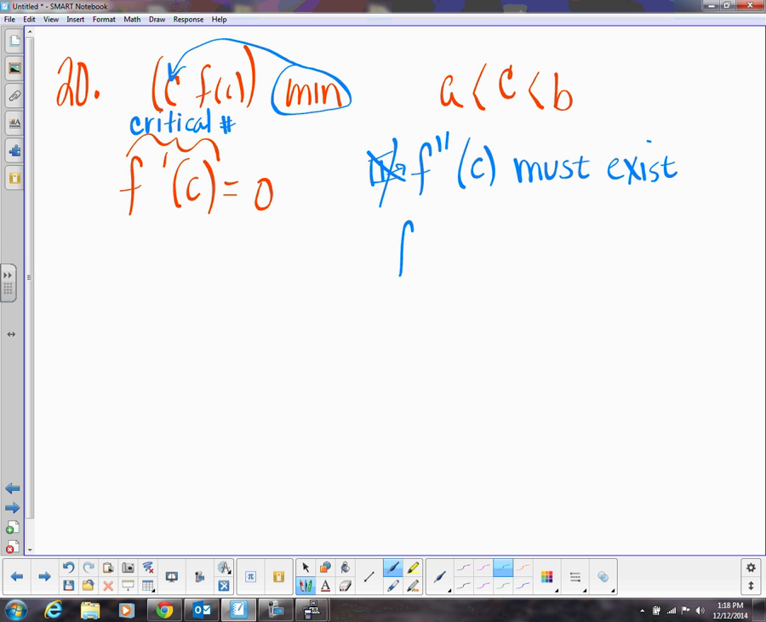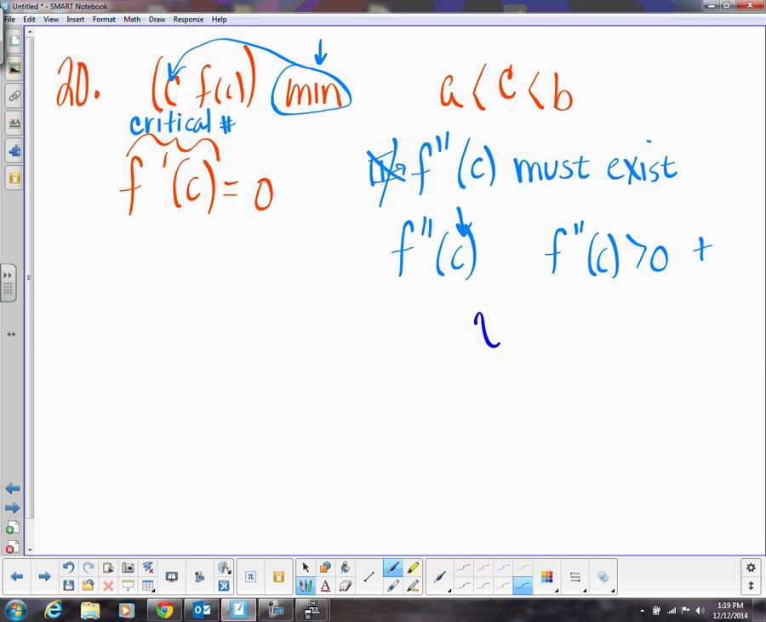And then 3 says if the second derivative exists, then the second derivative at c has got to be greater than 0. Okay, so this is where they're coming from. They're saying if it's a minimum, then the second derivative there must be greater than 0. In other words, it must be positive. And at first glance, you would think, well, that must be the case.